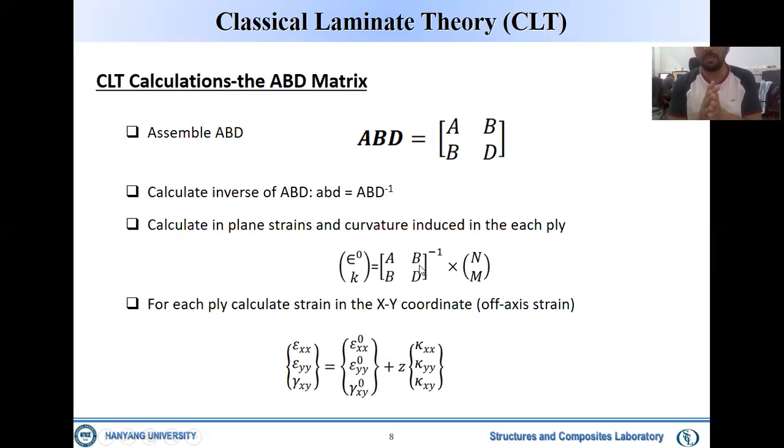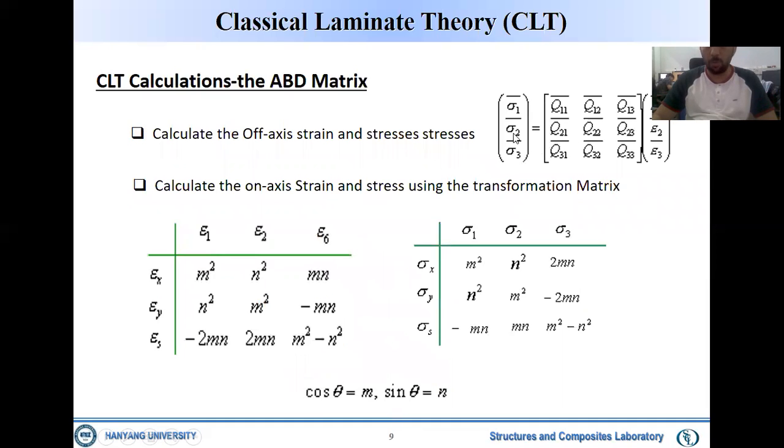in-plane curvature. And by using the coordinate system, we can determine the off-axis strain. And once we have our off-axis strain, we can easily determine the off-axis stresses by using this formula. So now the question is that we want to determine the mechanical strain, which is also the on-axis strain. On-axis strain and on-axis stresses can be determined using the transformation matrix. This is for the strain, and this is similarly for the stress.